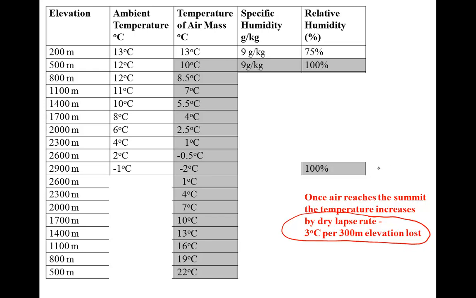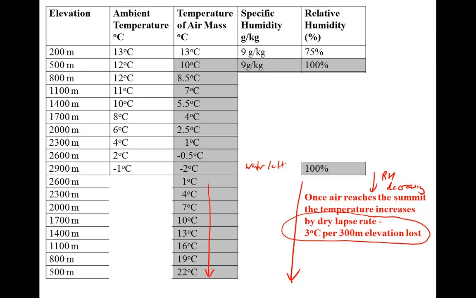At the same time, relative humidity is decreasing. You could calculate how much it's decreasing if you knew how much water you had left at the summit, in other words, the specific humidity at the summit. But again, to do so is going to be beyond the scope of this activity. Nevertheless, relative humidity is decreasing with elevation loss as the temperature warms at the dry lapse rate down the other side of the mountain. This is because warmer air holds more moisture and hence has a lower relative humidity.